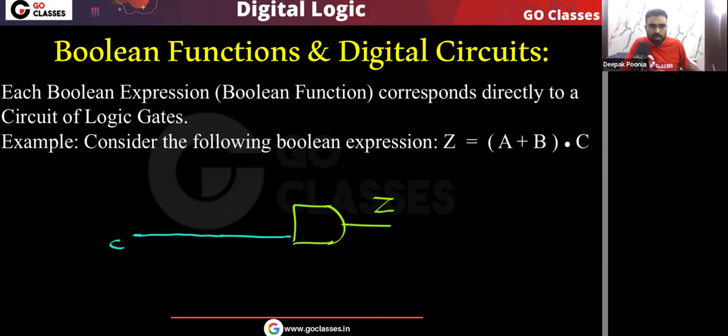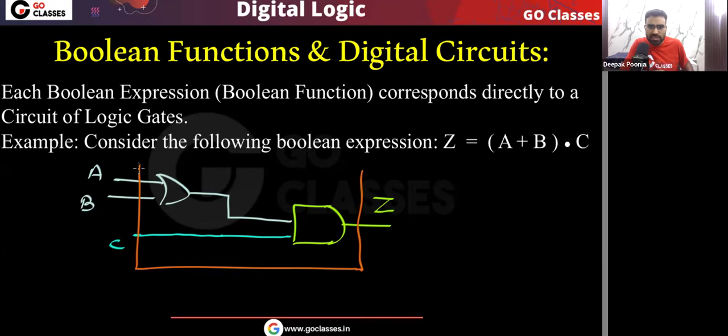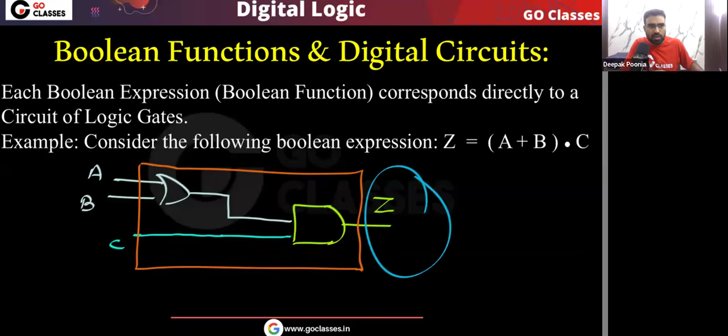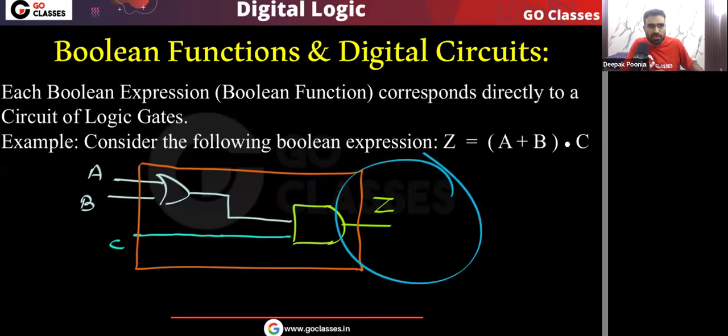Now, how to get A or B? That is very simple. You need an OR gate. So what we will do? We will put an OR gate here, and that's it. You can see A or B. So you can easily see that using the logic gates, we have created a digital circuit. This digital circuit implements the Boolean expression Z. Very simple. This is called implementation of a Boolean expression using a digital circuit. You can see this Z is the output of this digital circuit.